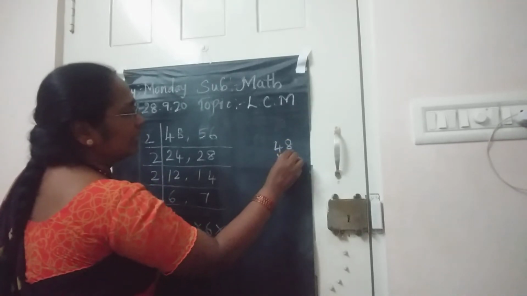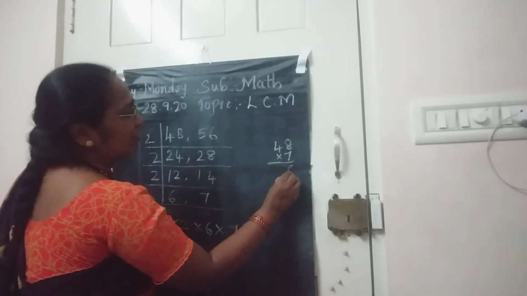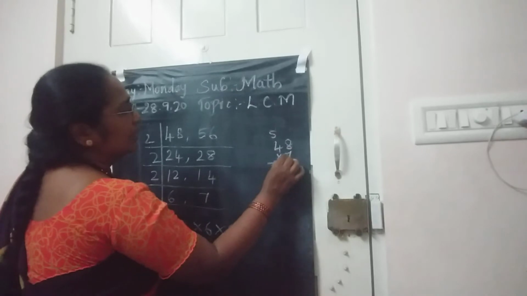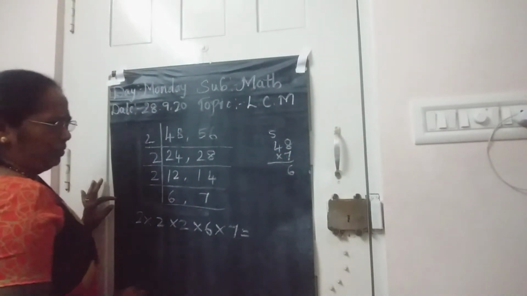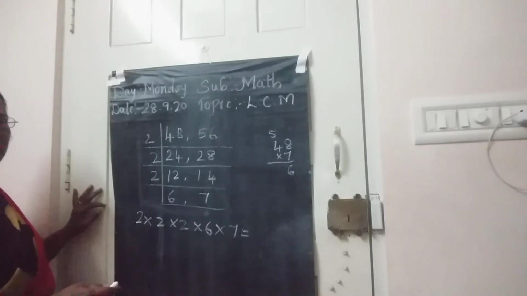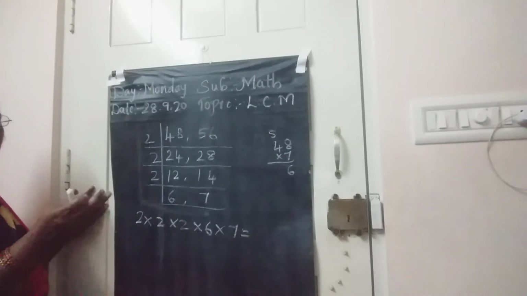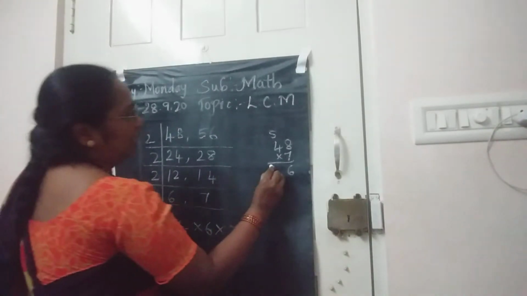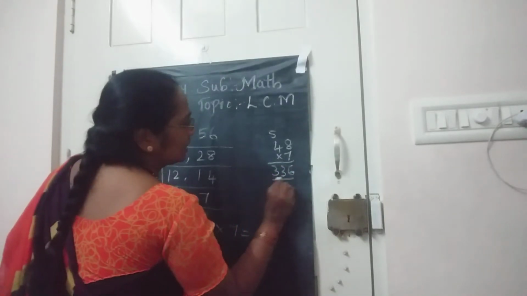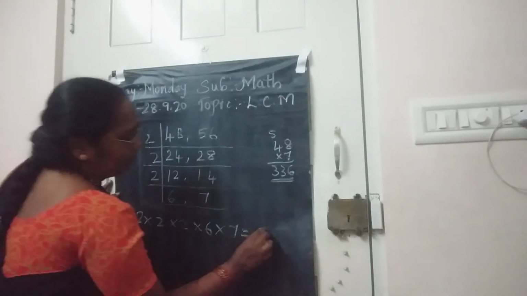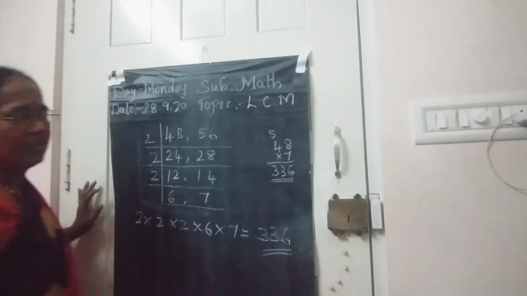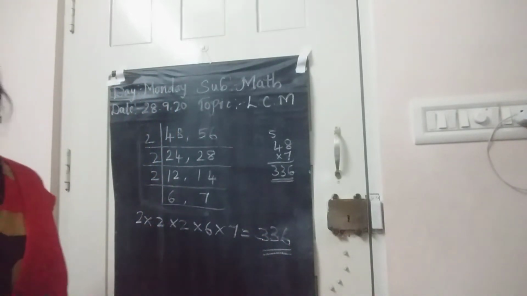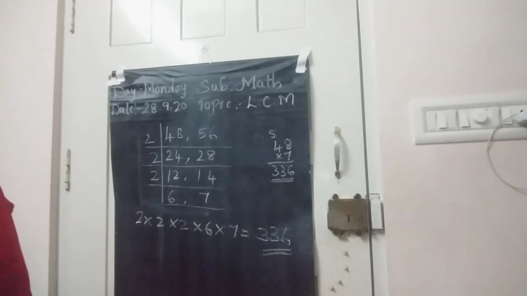48 into 7, 7 8s are 56. Yes, and 7 4s are 28. 28 plus 5: 28, 29, 30, 31, 32, 33. Yes, so what is my LCM here? 336. Yes, children, 336. Understood, children, this one?